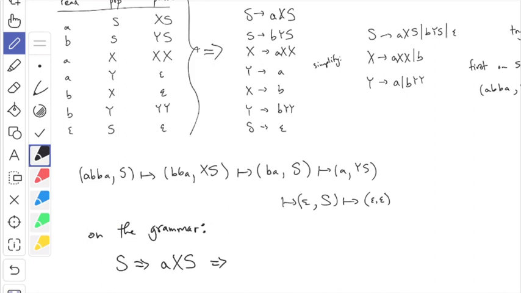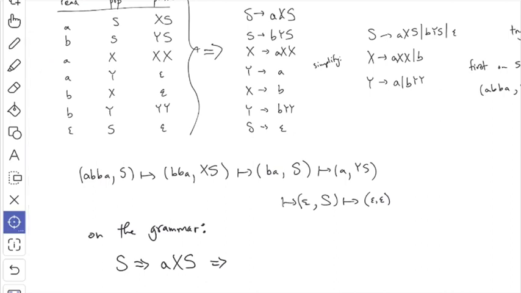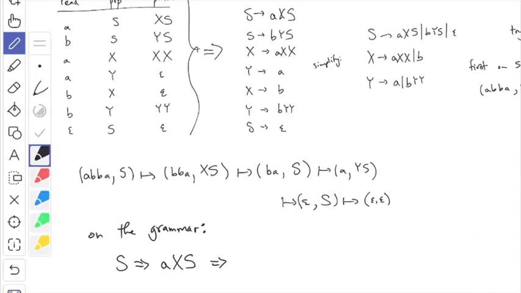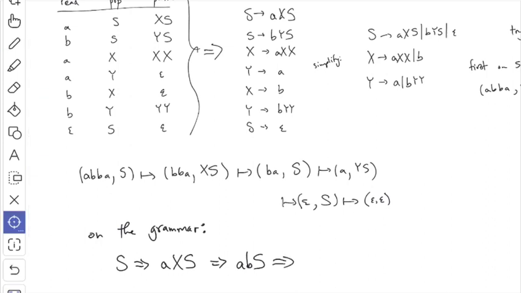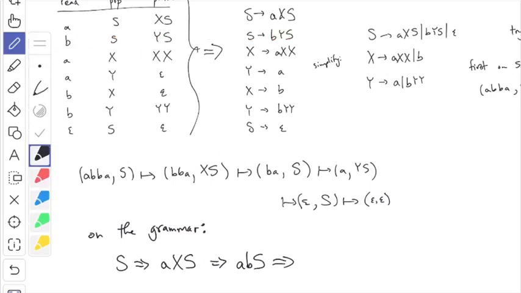Which step on the grammar should I do next? You look back here on the stack machine. The next step that I did was read B, pop X, push epsilon. That's this line, which means I should do this line on the grammar next. X goes to B. Okay. That's easy enough. All right. Next. My next step was here, right? BBA became BA. That was a read B, pop S, push YS. So that's what I'm going to do next. S goes to BYS. My S goes to BYS. A, B, B, Y, S.